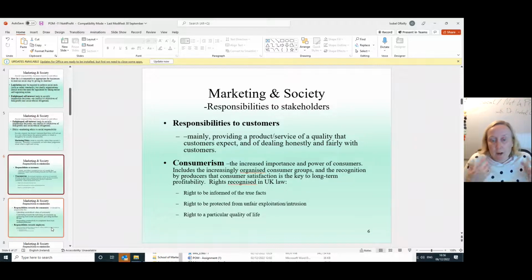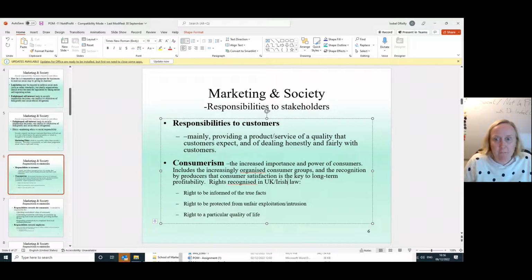Rights are recognised in UK and Irish law, include the right to be informed of true facts, the right to be protected from unfair exploitation or intrusion. So you cannot get a call at 11 o'clock at night from a salesperson unless that has been requested by you. They're just not allowed call at those unsociable hours, as we call them. Just like you're never going to get a call at 6 a.m. The right to a particular quality of life.